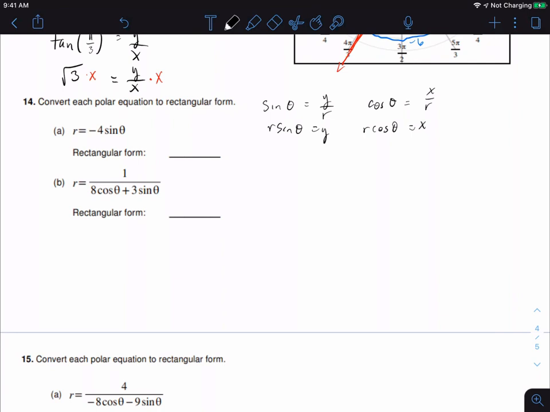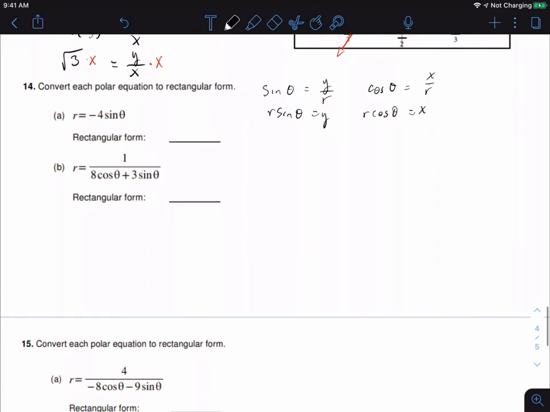Now, since we want to be able to figure this out, what we can do is this, and this will be very helpful. R is equal to a negative 4 sine theta, then what we can do is multiply both sides by r, if you guys remember this. And the reason I'm doing this is, look at what happens.